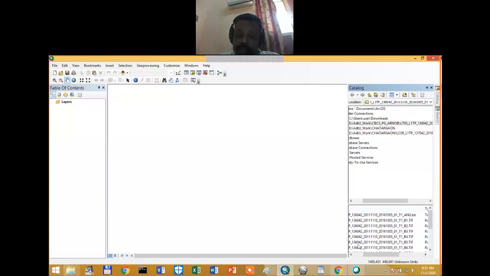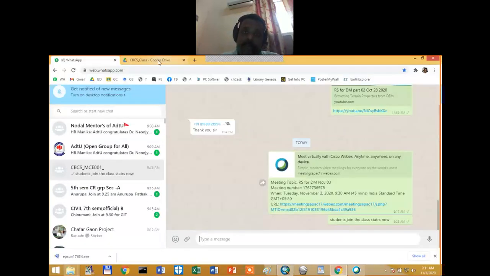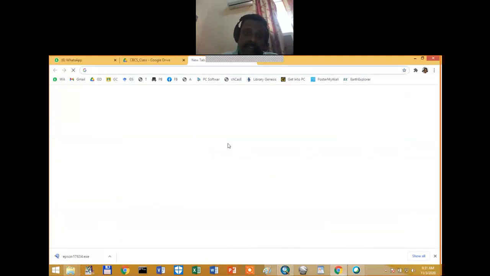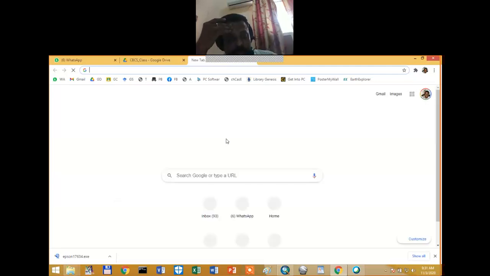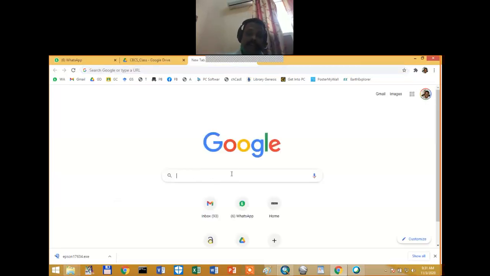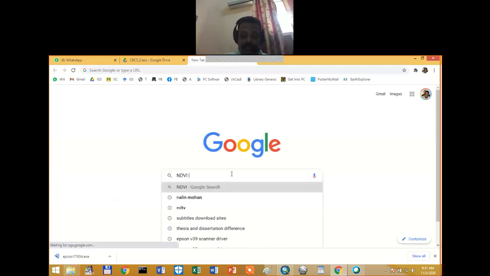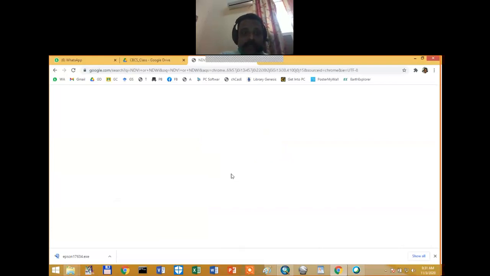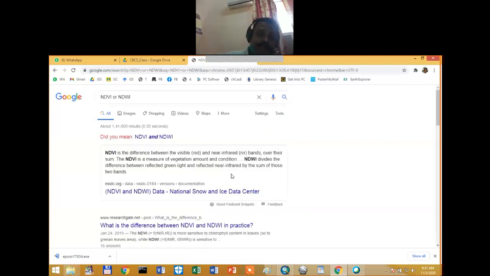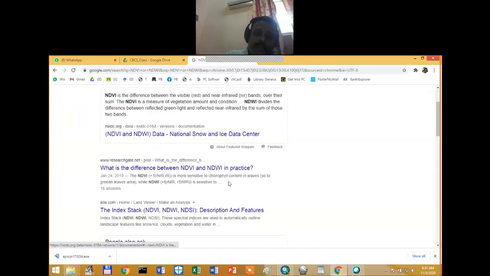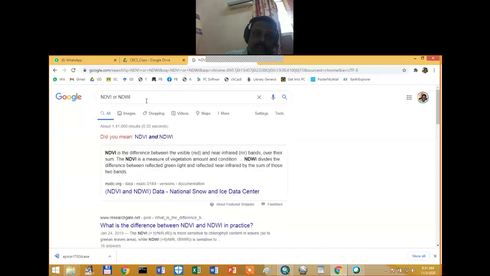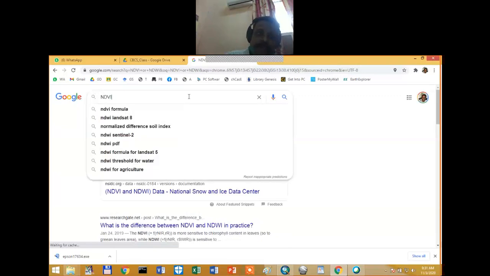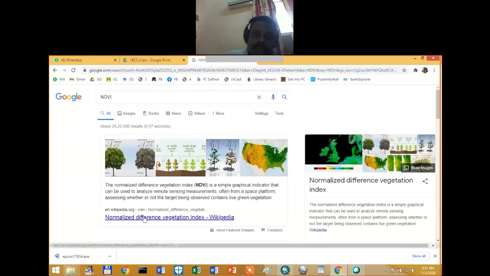Okay, so normally when we talk about some indexes, some of the important indexes which can be used for plot mapping is either NDVI or NDWI. So these are some of the indexes. So what is NDVI? What is NDWI? Okay. So let us first focus on what is NDVI. NDVI stands for Normalized Difference Vegetation Index.